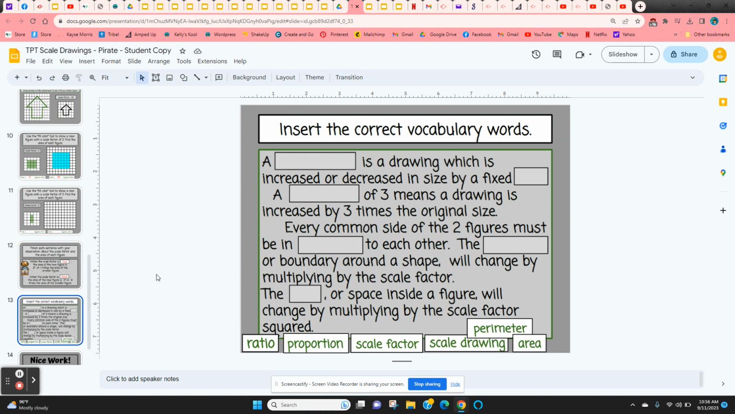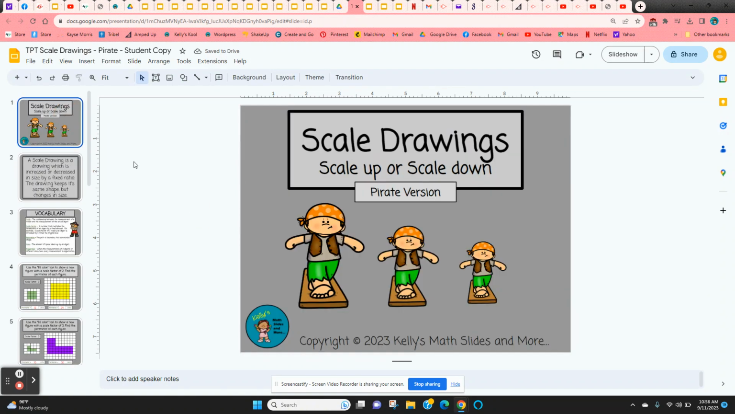Now the last slide, they're going to be using these sentence frames, and they're going to move these words into the correct place. So to do that, they're just going to click and hold on the edge, and then they can move each one of these into the correct place. So just a little review of everything they've learned. So this is a digital lesson, scale drawings, the pirate version.